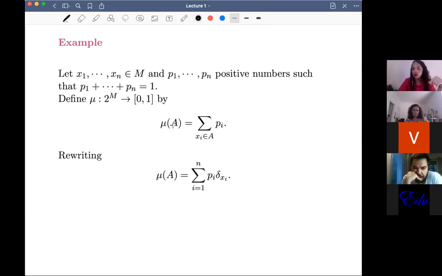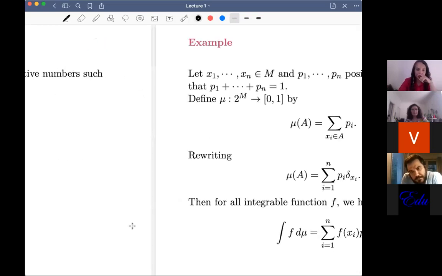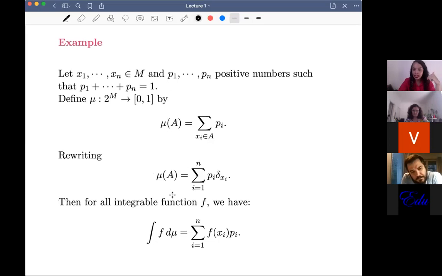You can write this using the Dirac measures. This is actually the sum of p_i times the Dirac measure at x_i, because if x_i is not in A, the Dirac measure gives zero, so it's not going to appear in this sum. Once you write it like this, the integral of any function is simply applying the function at these points and multiplying by p_i. This is going to appear in the third lecture. It appears as a simple example, but it's useful to understand the less trivial examples.